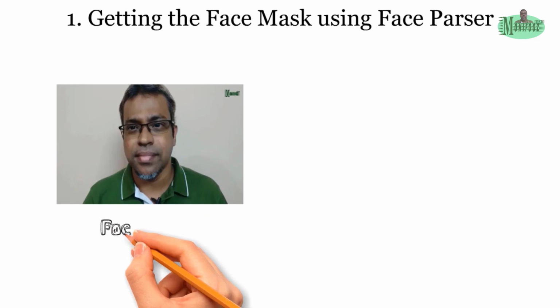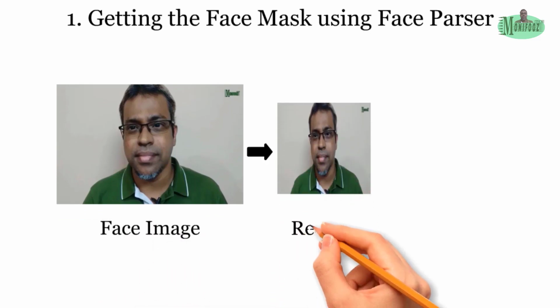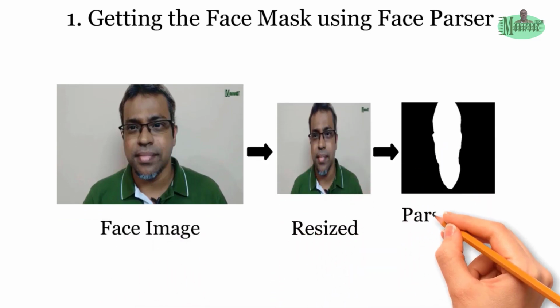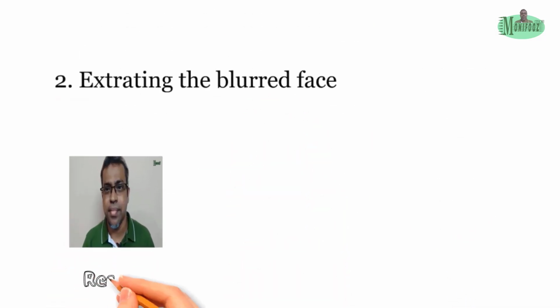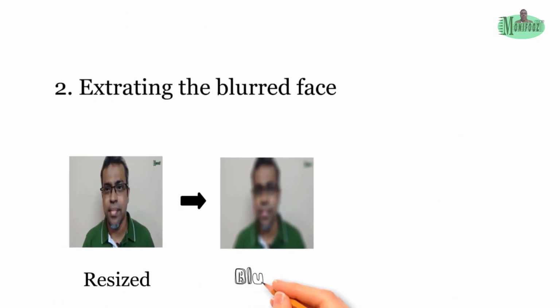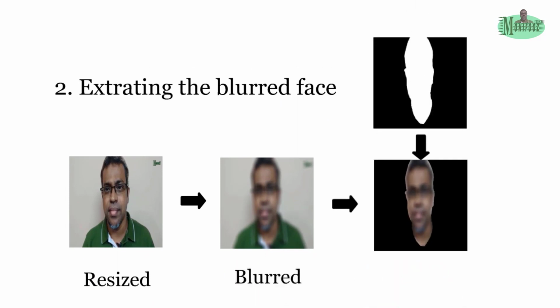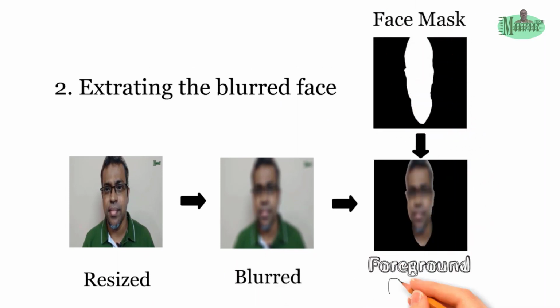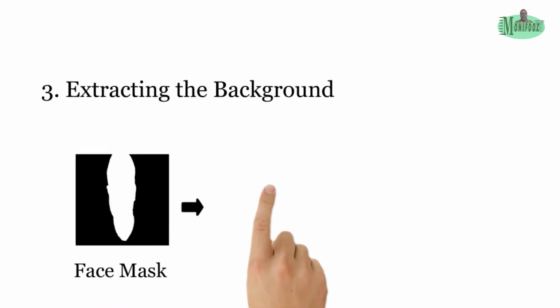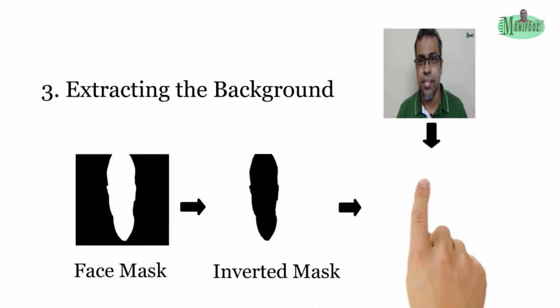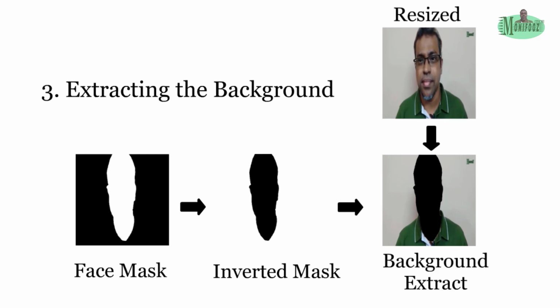Let's take a look at the working principle of this feature. Initially, the original image is resized to 512 by 512, which is passed to the face parser network that gives the face mask. The resized image is further blurred, and with the help of the face mask, we get the foreground extracted. The next step is to get the background extracted. The face mask is inverted to get the inverted mask. With the help of the original image, we get the extracted background.